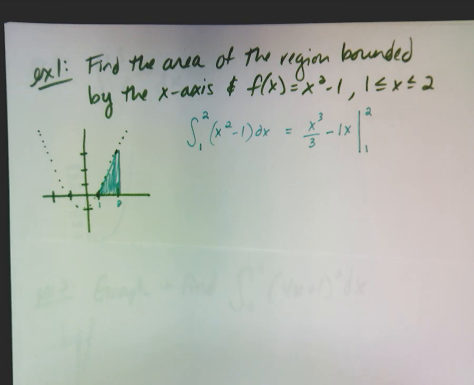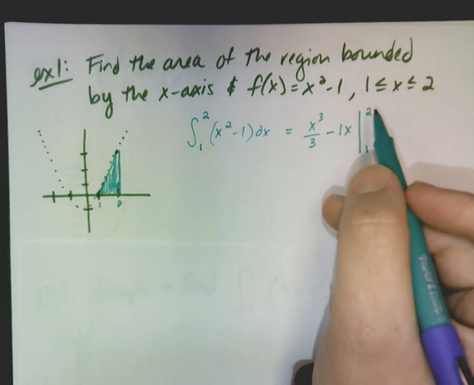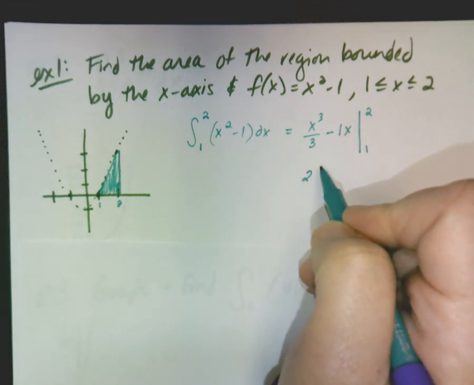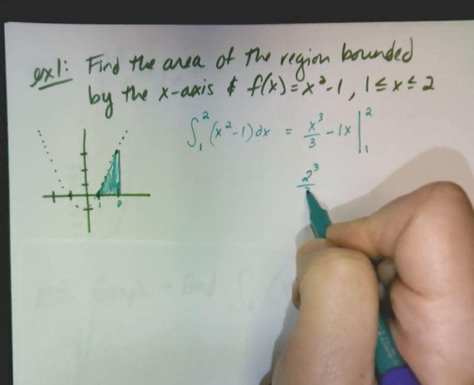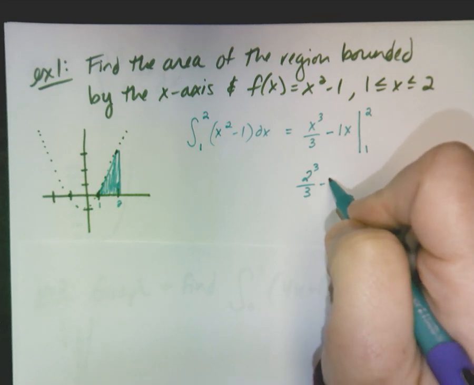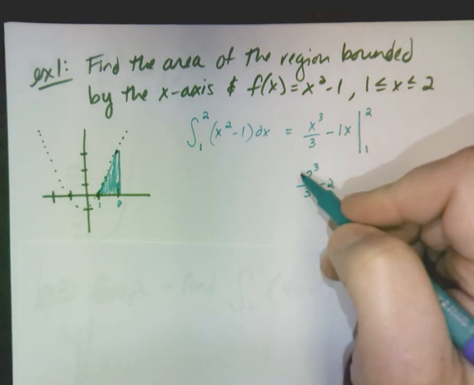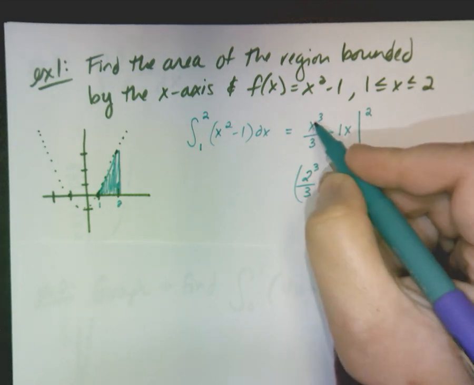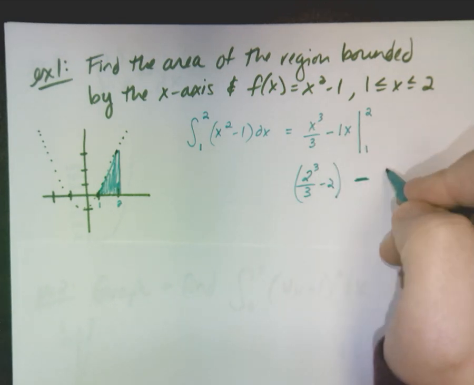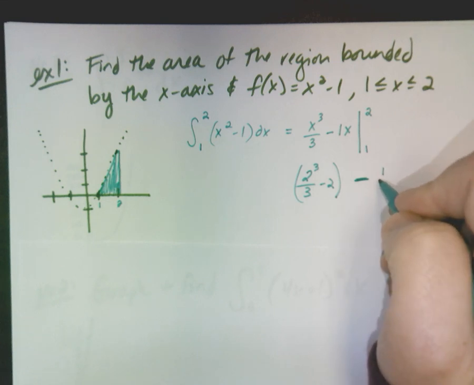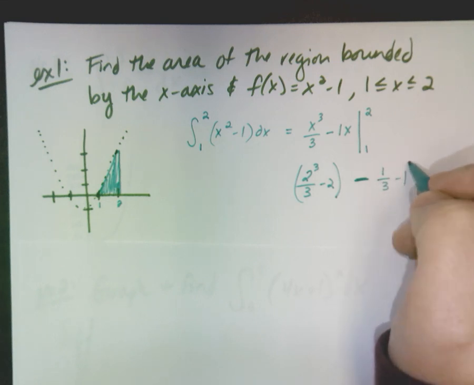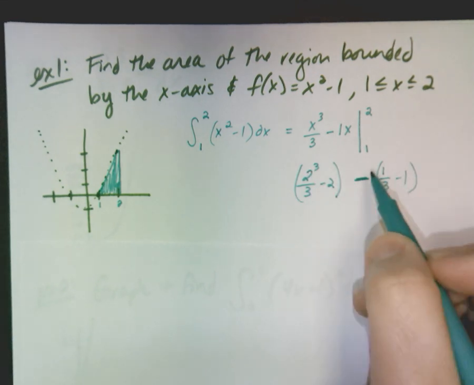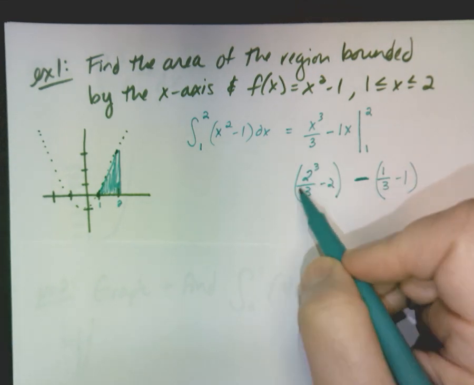So that would be 2 to the third over 3 minus 2. That would be plugging in the b. And you're going to subtract, now you plug in the a, which is 1 to the third over 3 minus 1. Okay? So this is F of b. This is F of a. And so what do we get here?